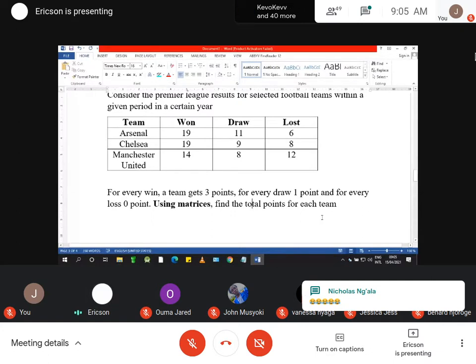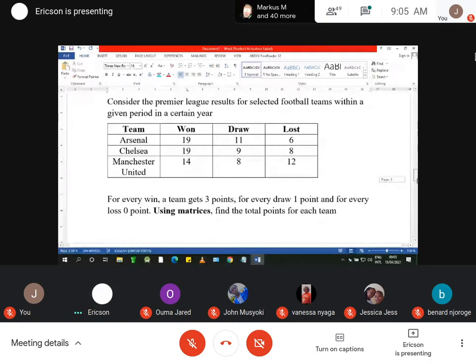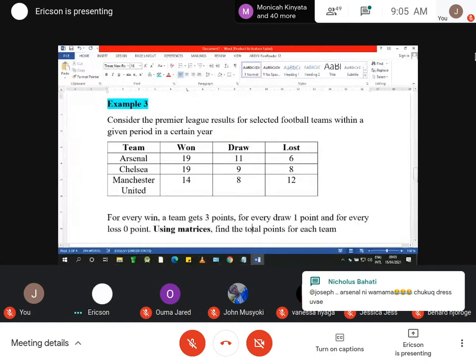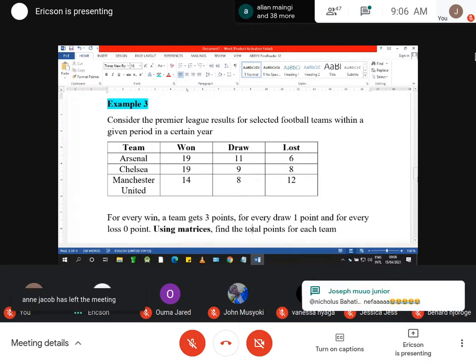So you can try that out, and then give me the answers, and if time allows, we'll do the calculation together. We'll draw to see how it's supposed to be done. You can try that example. Basically, this question is testing two concepts of operations in matrices. You can try it and then give me the answers. I'll give you 5 minutes, maybe 10 minutes, for each and every one to work out that question.